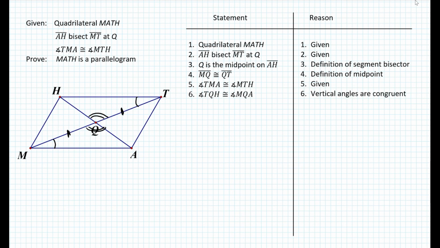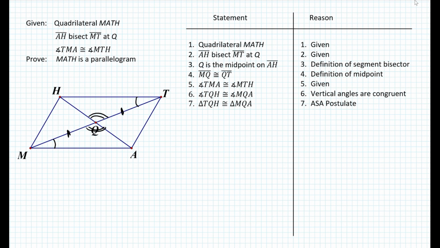Once we have written that in the statement reason table, we can now prove that the triangles are congruent. So we can say that triangle TQH is congruent to triangle MQA because of the ASA postulate. Usually when we prove triangles congruent, we can use corresponding parts of those two congruent triangles to prove anything else that is congruent.